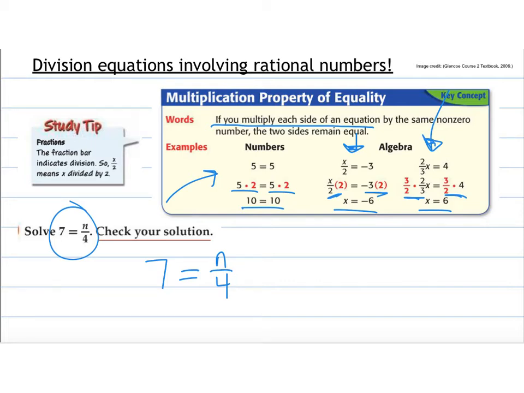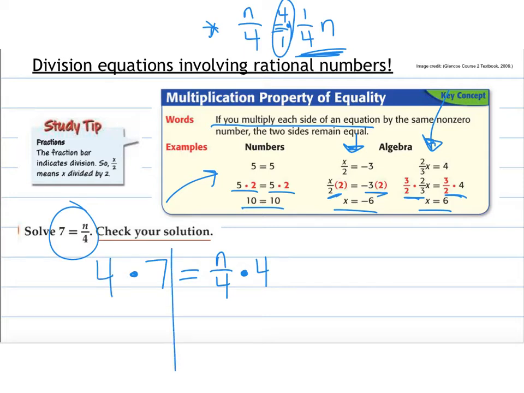N over 4, I'm going to write it up here. N over 4 is the same as 1/4 n. 1/4 of n, I'm basically dividing it by 4 and taking one chunk of it, or just dividing by 4. So if I separate this, this is what I get. The reciprocal of 1/4 is 4 over 1, and then that cancels out. So multiplying both sides by 4 is really the same as multiplying both sides by 4 over 1. So this is how we write it on this type of equation.